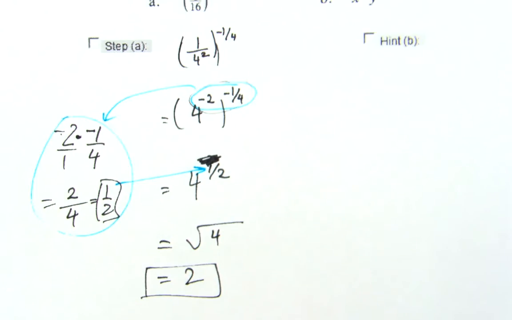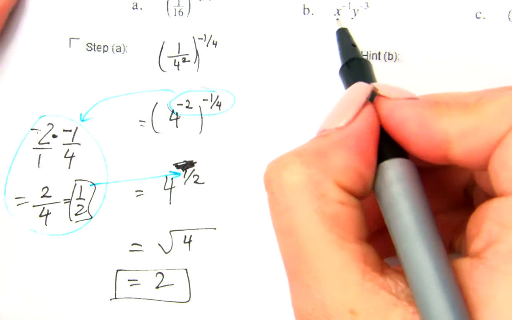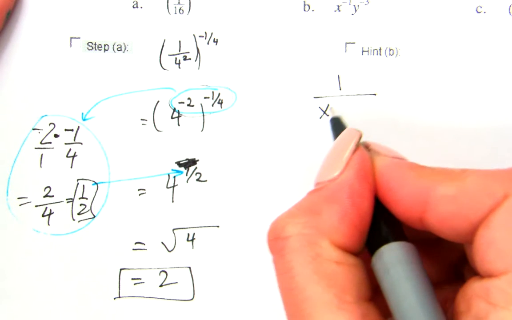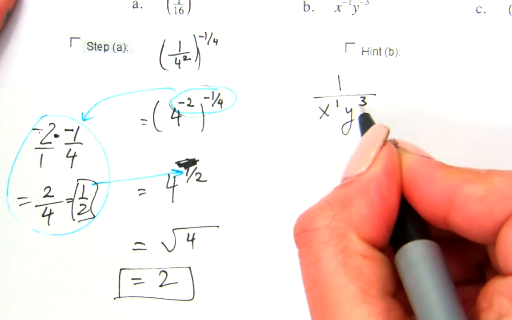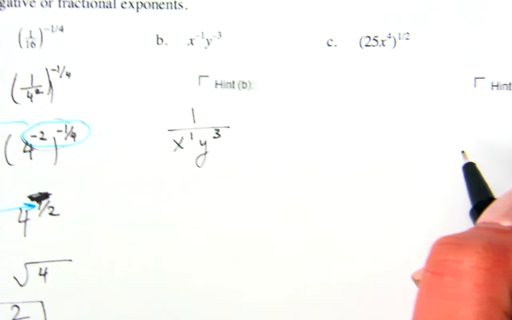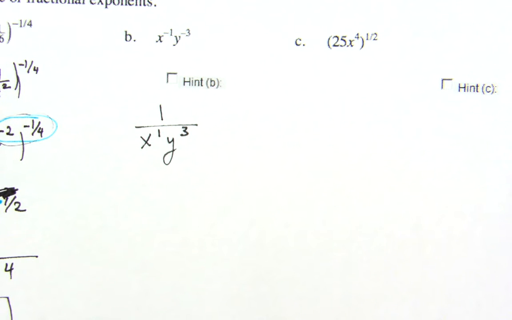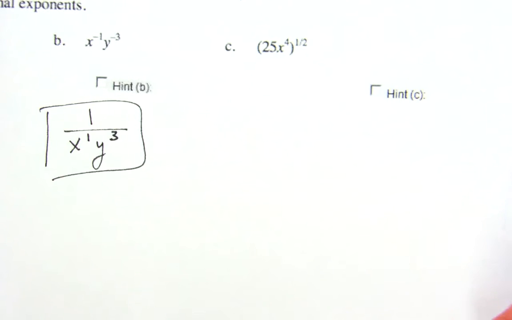All right, next one. X to the negative, y to the third. Well, I'm just going to move them all to the bottom. So this is x to the first, y to the third. And I think that's it. There's nothing else. X's and Y's. Well, that's done. Oh, that was silly.